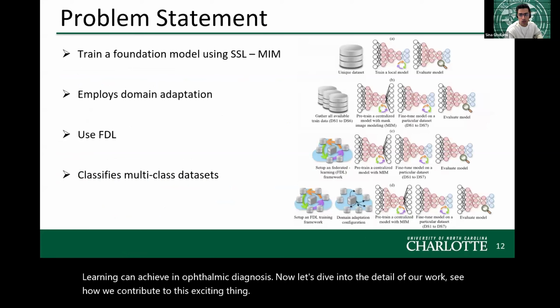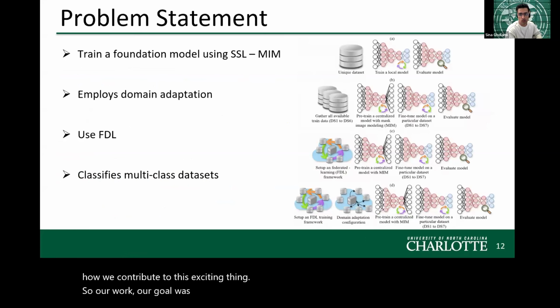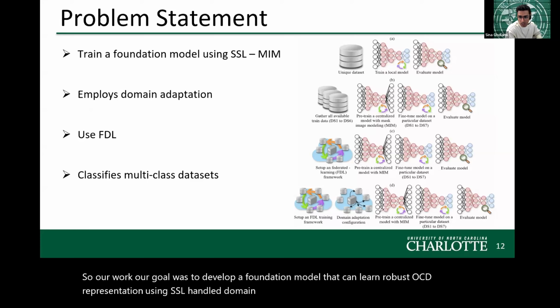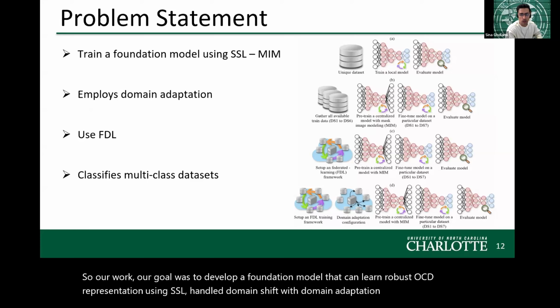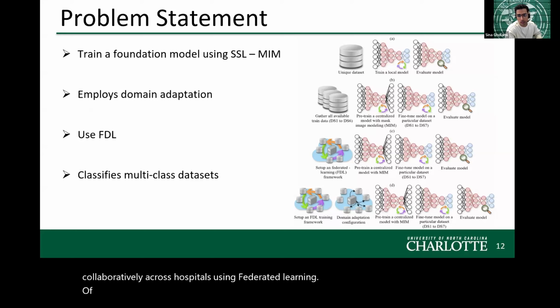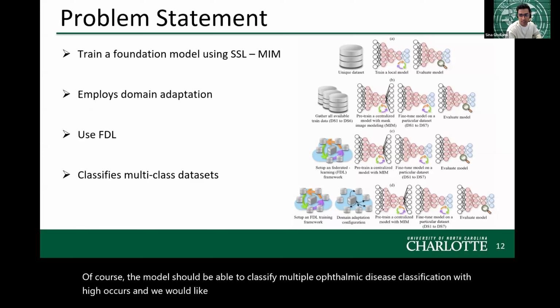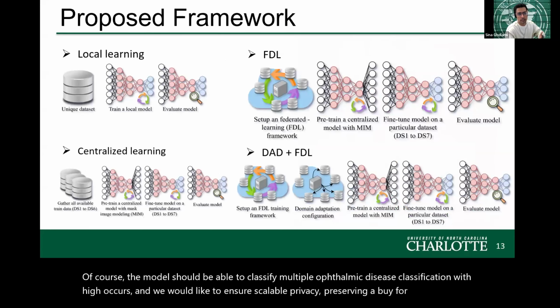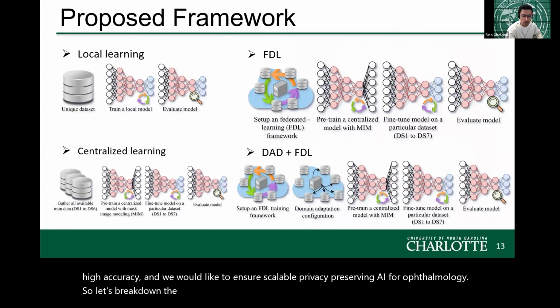So our goal was to develop a foundation model that can learn robust OCT representations using SSL, handle domain shift with domain adaptation, and train collaboratively across hospitals using federated learning. Of course, the model should be able to classify multiple ophthalmic diseases with high accuracy. And we would like to ensure scalable, privacy-preserving AI for ophthalmology. So let's break down the stack, our framework.